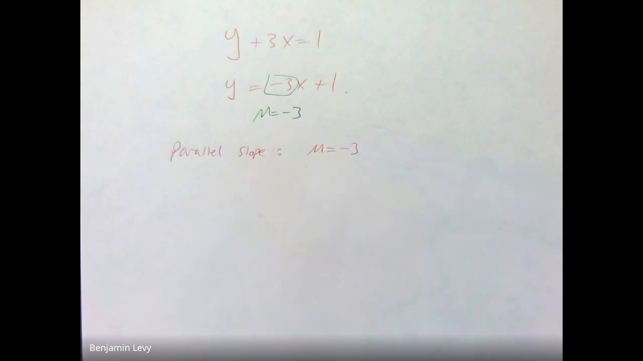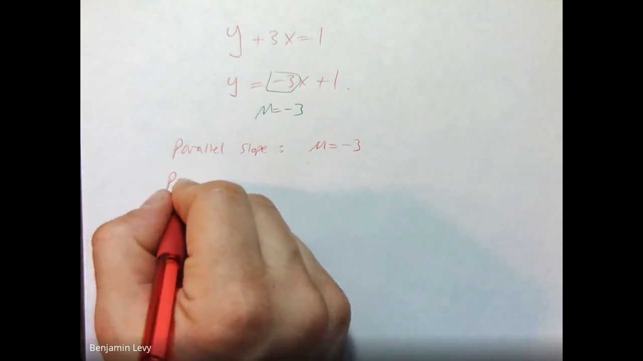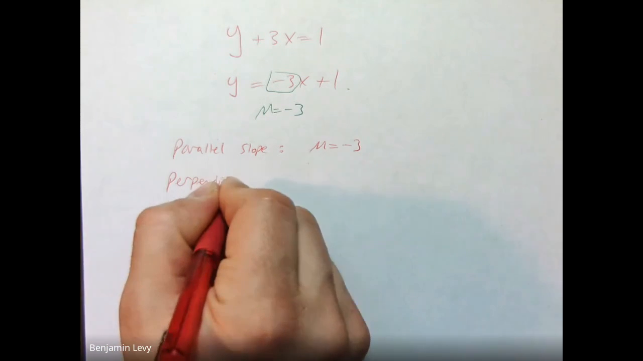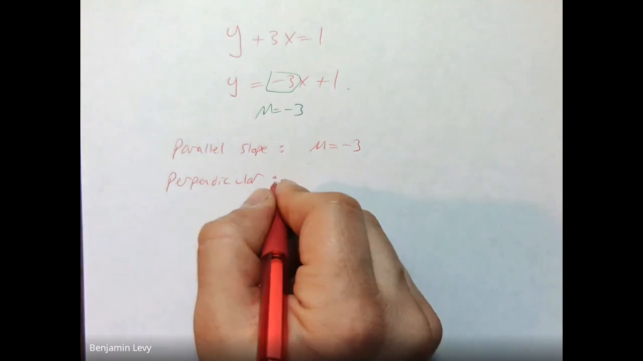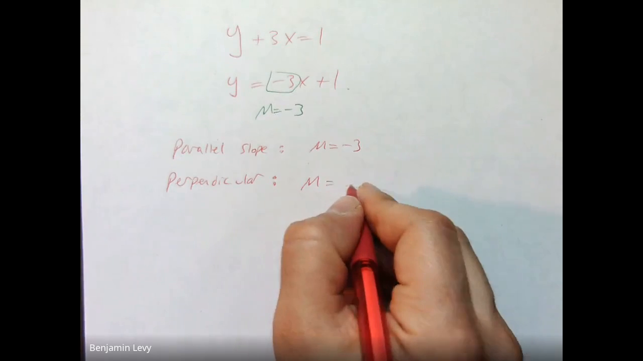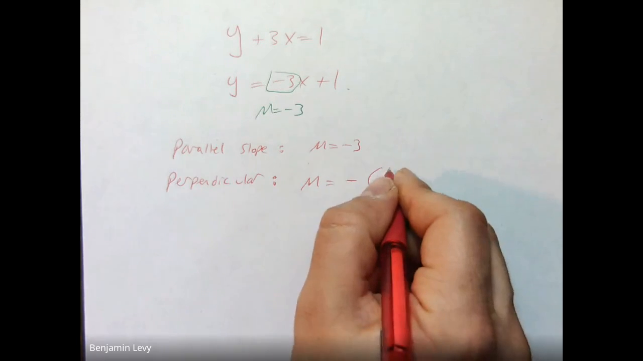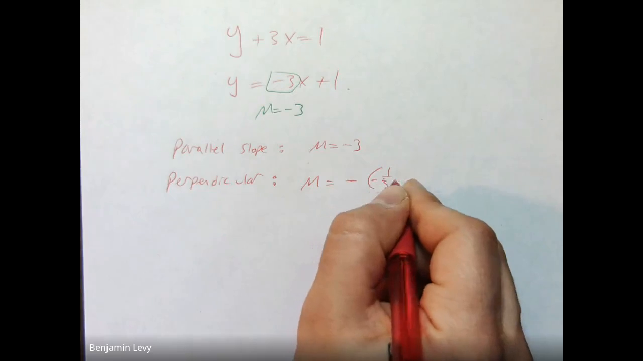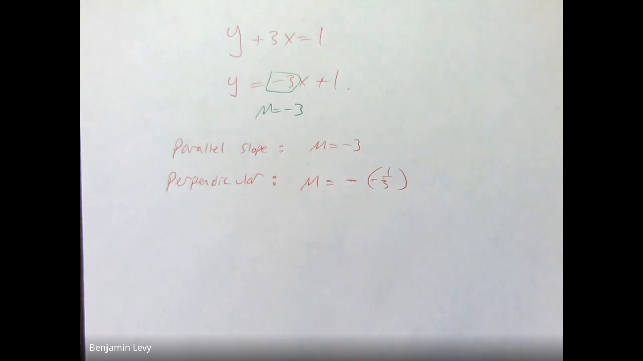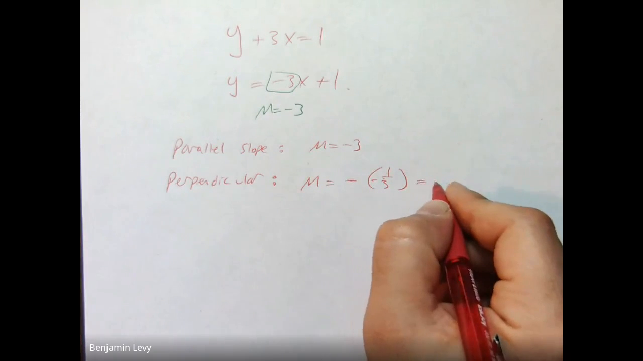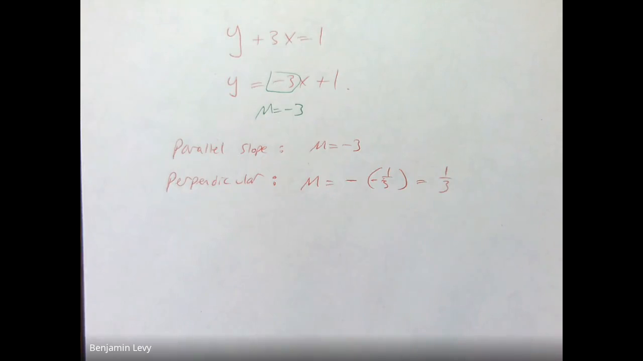So use the same slope if you want a parallel. And if you want a perpendicular, you do the negative reciprocal. So you would do negative 1/3. Right? So you make it into a fraction and multiply it by -1. So it would become 1/3. And so those would be the two slopes that you'd want to use if that was your equation.